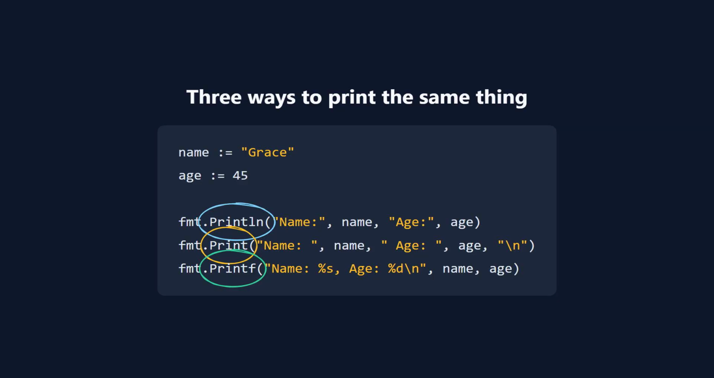That is short for print formatted, and this one is different in kind. With Printf, you write out the line exactly as you want it, and you mark the holes where your values go. Look at what that third line prints. There is a comma after the name, because we asked for one. The other 2 cannot do that.